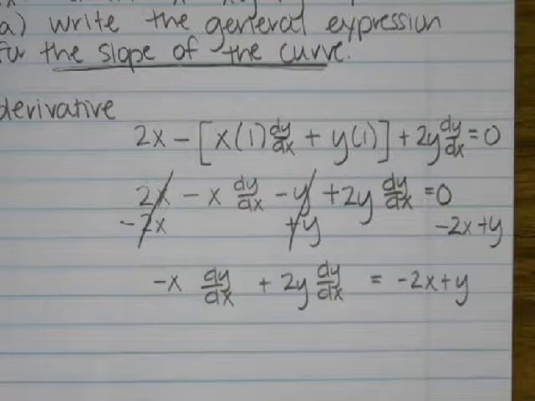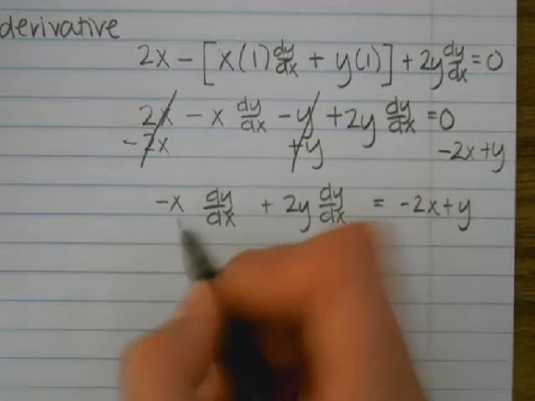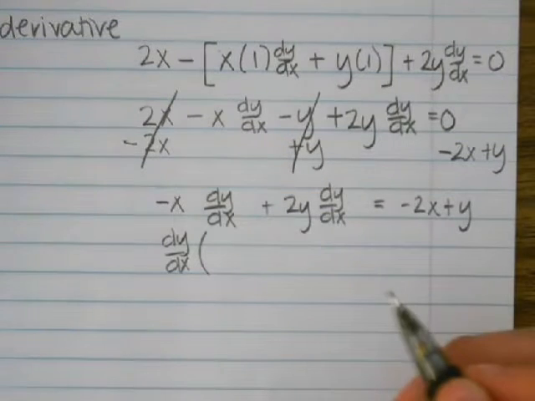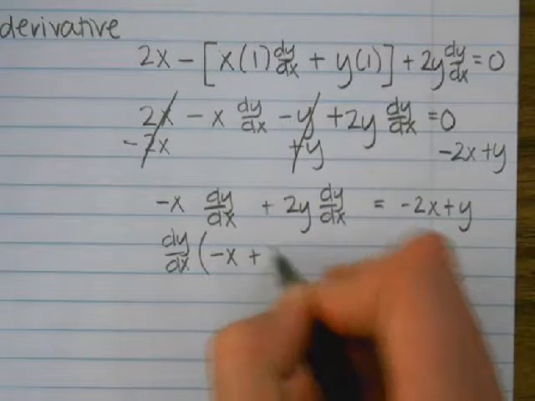So what do I do now? Yeah, take out that GCF. And what's the GCF? The dy dx. And then we got negative x plus 2y.